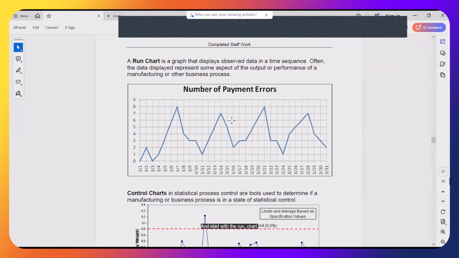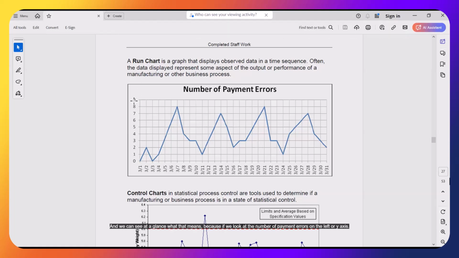with the run chart. And the run chart is a graph that displays observed data in a time sequence. And we can see at a glance what that means, because if we look at the number of payment errors on the left or y-axis and the dates in the month of March on the bottom here on the x-axis, at a glance, we can see that every 7 days, there's a peak in the number of payment errors. So rather than just look at numbers in a table, here we can see graphically that there's a problem.